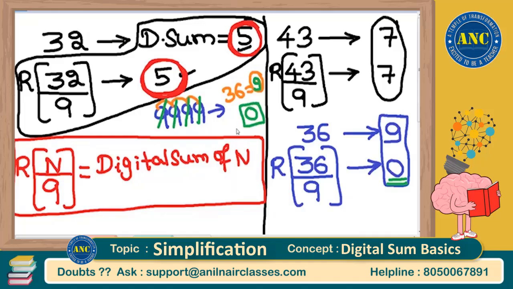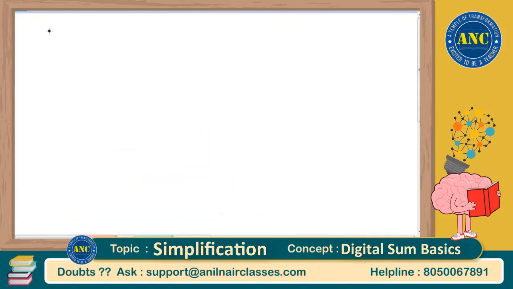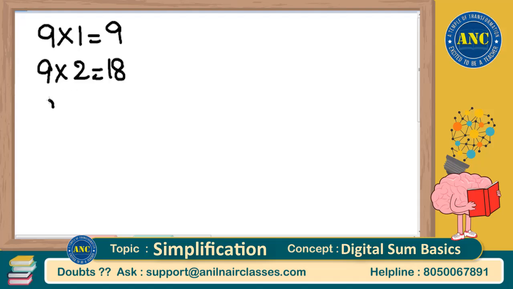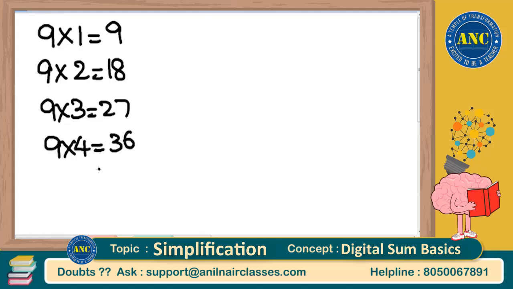Now, see here, sir. I am damn sure that you all know the multiplication of 9, the 9 tables. 9 into 1, 9. 9 into 2, 18. 9 into 3, 27. 9 into 4, 36. Like that, the table keeps continuing. I am sure that you know 9 tables. But I am not sure whether you know the usefulness of this 9 table, how beautifully you can apply digital sum in 9 tables.